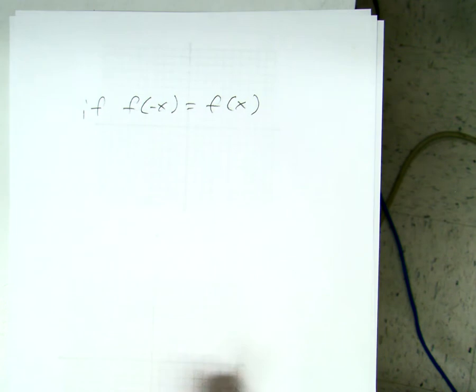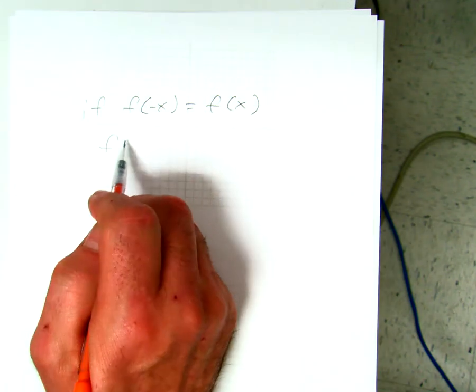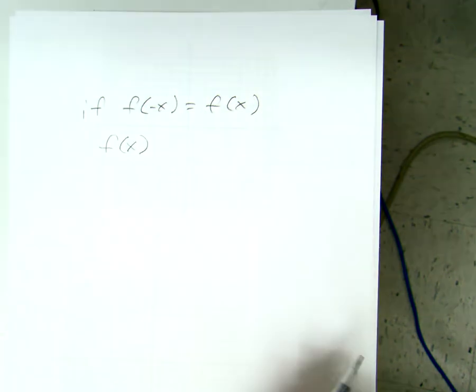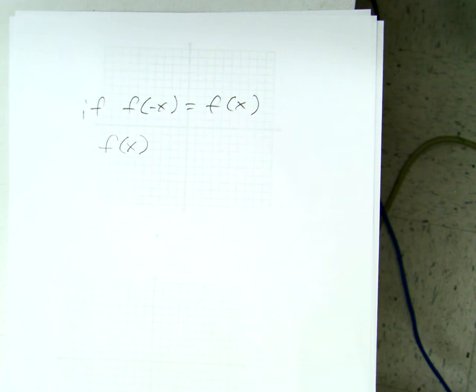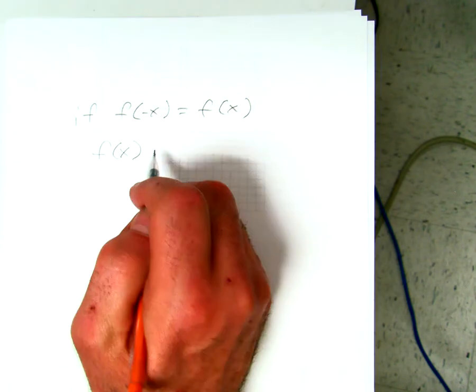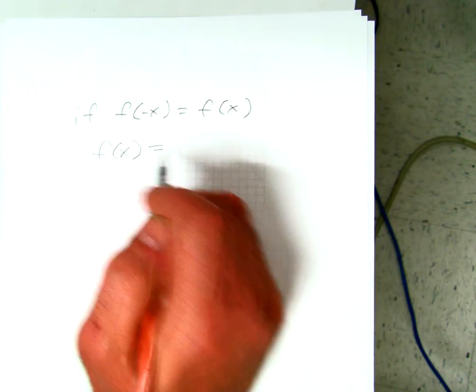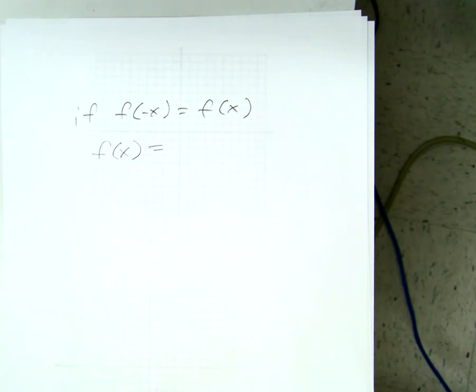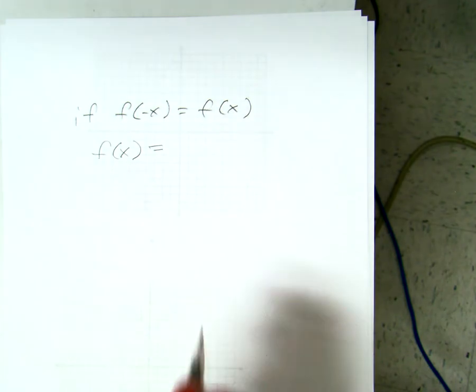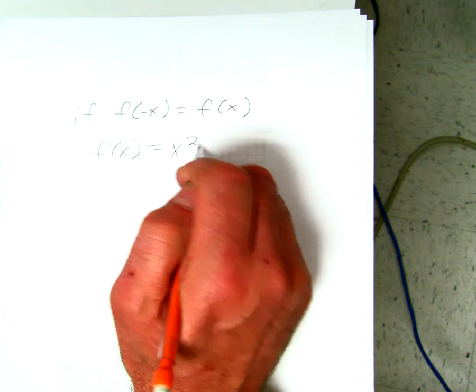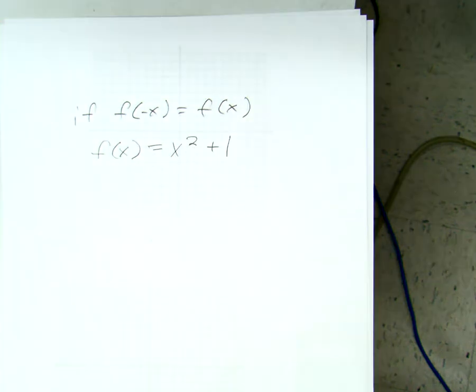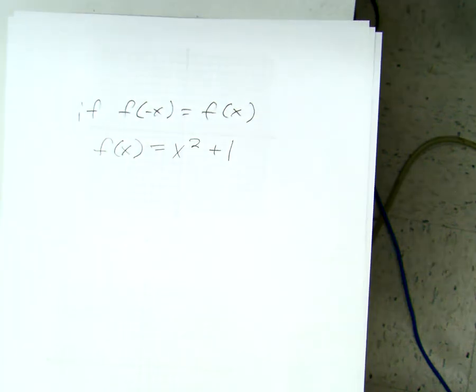What it means is, well, first let's talk about the easy test for an even function. To have an even function, and remember this, we're not just talking about the degree. Every term here for an even function has to have an even degree. So let's say I have f of x equals x squared plus 1, and we need to know if that is an even function.